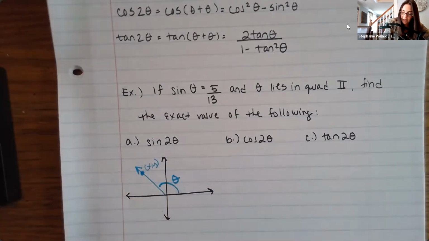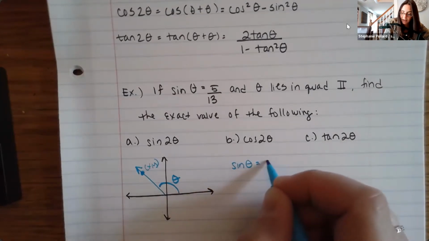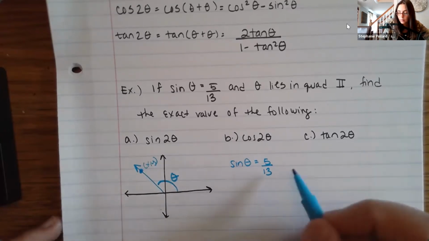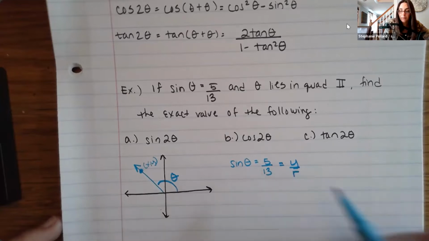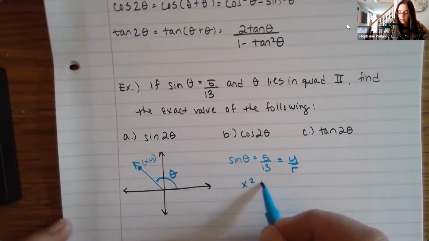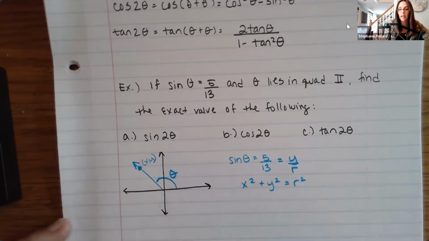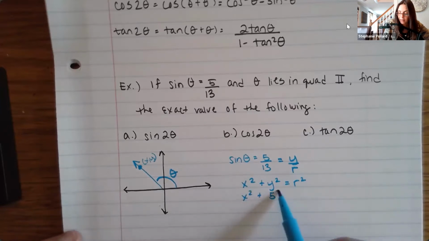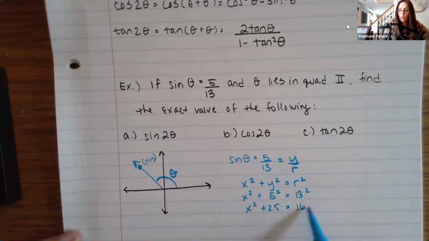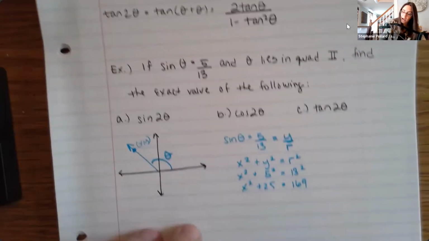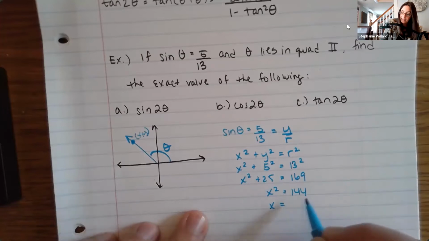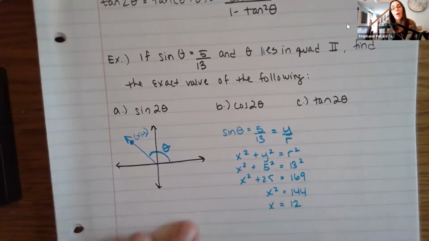And remember, we know that sine of theta is equal to 5 over 13. And if you think back to your formulas, the sine value refers to the y. So this is going to be y, and then that 13 refers to the r. And we can use the formula x squared plus y squared equals r squared to get the x value here. So let's see, x squared plus y squared would be 5 squared equals 13 squared. x squared plus 25 is equal to 169. I'm going to subtract 25 from both sides, and I have x squared equals 144, and then taking that square root, x would be positive or negative 12.